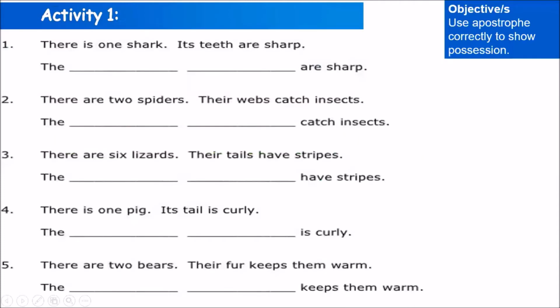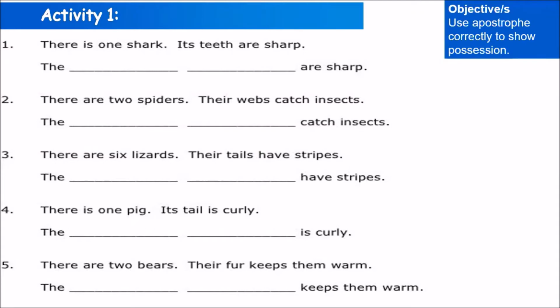So let's have a practice. Here we have two sentences and we can write them into one sentence. How do we do that? Again, we start with the owner. So here there is one shark. Who or what is the owner? The owner is the shark.